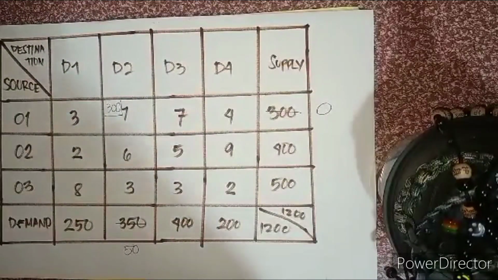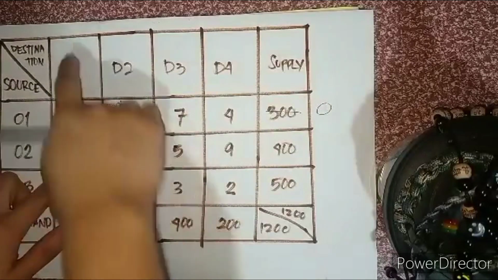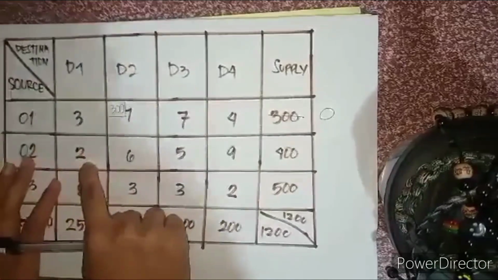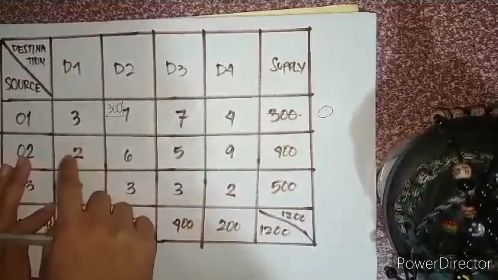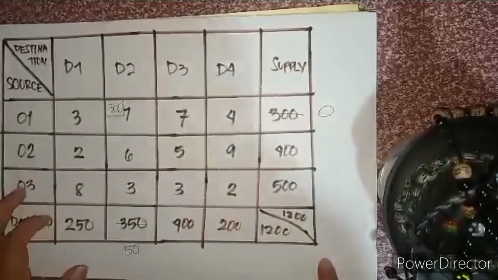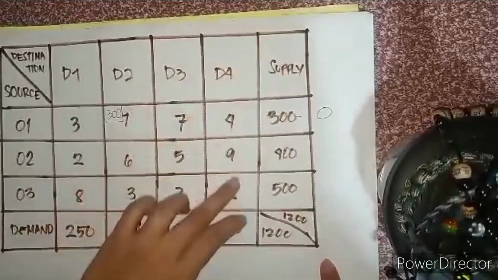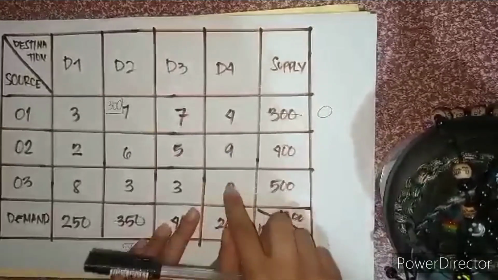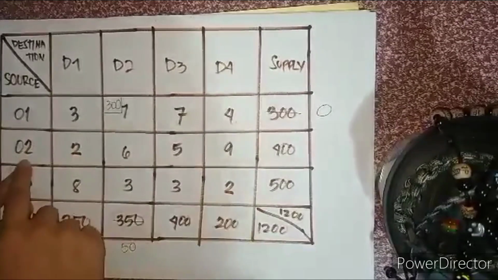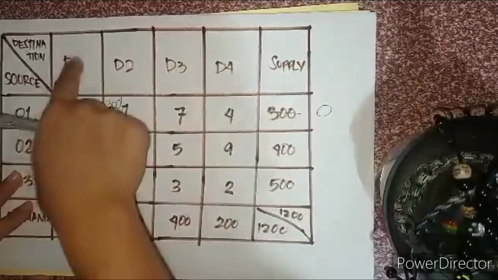Now check the supply from row 02 and D1, because it's the least cost, which is a cost of 2. And we have 03 and column D4, which is also a cost of 2. So this 2 is the least cost. Let's start with 02 and D1.